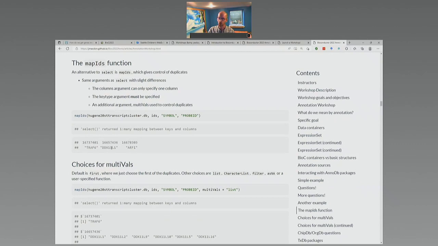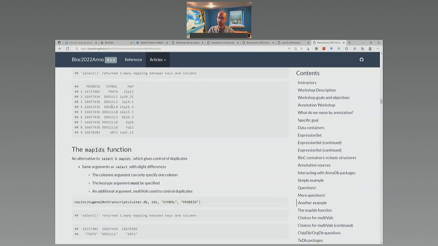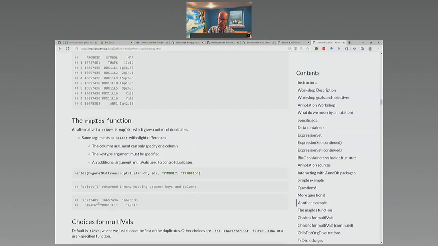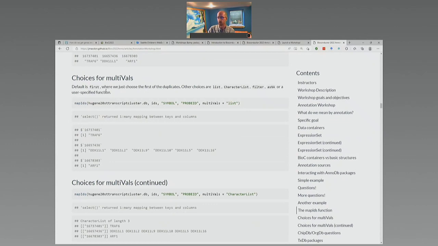And you'll notice here for this one, 166574436, this is the one up here that had like a gajillion different symbols. We're only getting one symbol and it's just the very first one. So the default for mapIds is just to give you the very first one, which may or may not be what you want. There are choices for multiVals for how you can deal with any multiple mappings. We can use list, CharacterList, filter, asNA, or a user specified function. I've actually never used a user specified function, but you could do it, I guess.